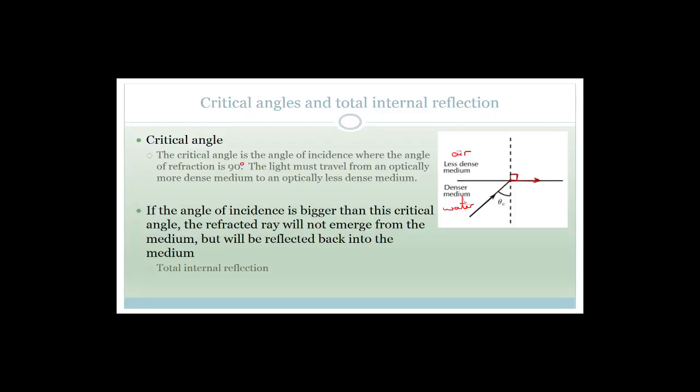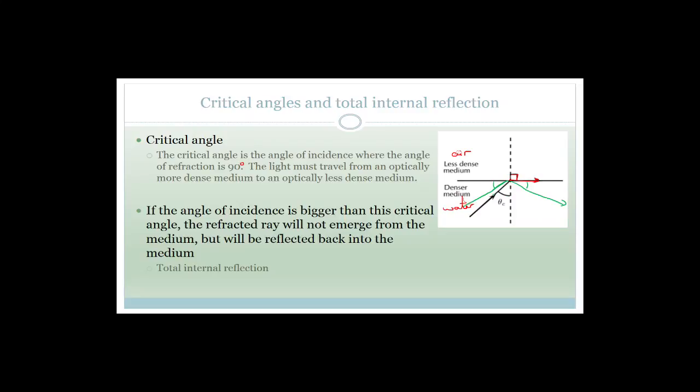If the angle of incidence is bigger than this critical angle, the refracted ray will not emerge from the medium and will be reflected back into the medium, and we'll call that total internal reflection. It would look something like this, where the angle is bigger than the critical angle, causing the ray to be reflected back. The angle of incidence would equal the angle of reflection.